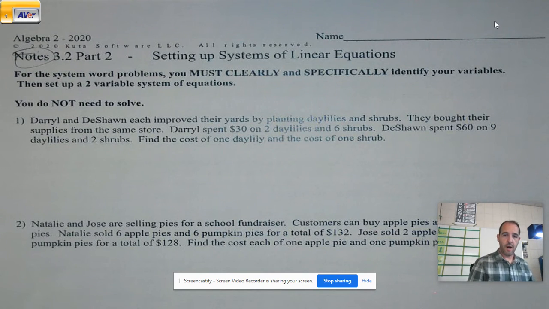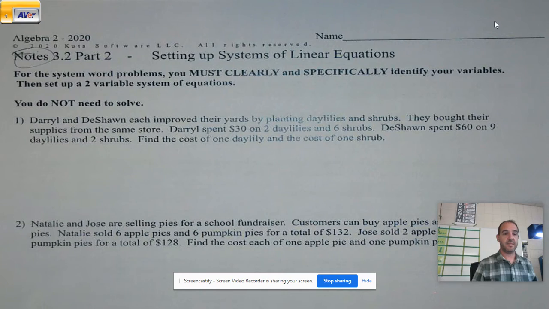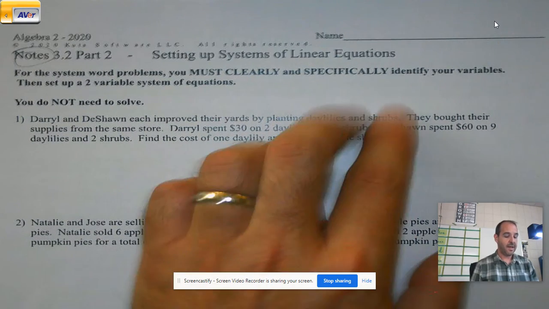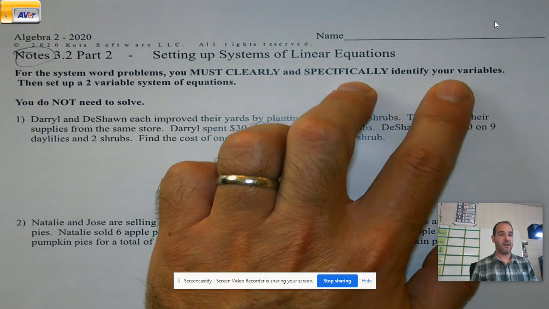Good morning. We are back this morning dealing with more systems of linear equations, this time in an application mode. Now, before you hit stop and shut off the video and walk away, don't do it, okay? Our biggest takeaway right now is we're not worrying about solving, we're just worrying about setting them up. And we're also mainly focusing on specifically identifying our variables.